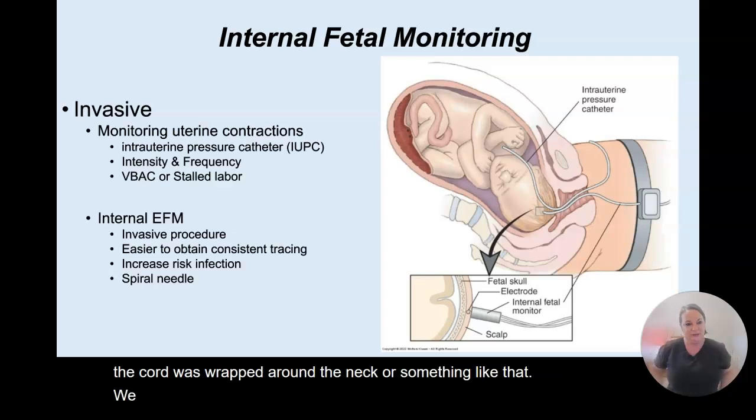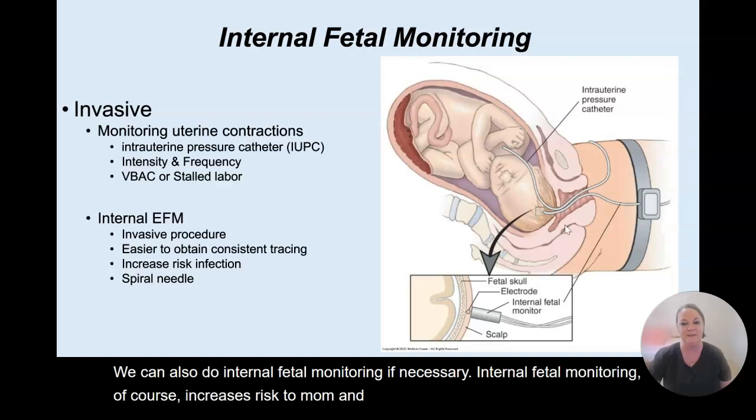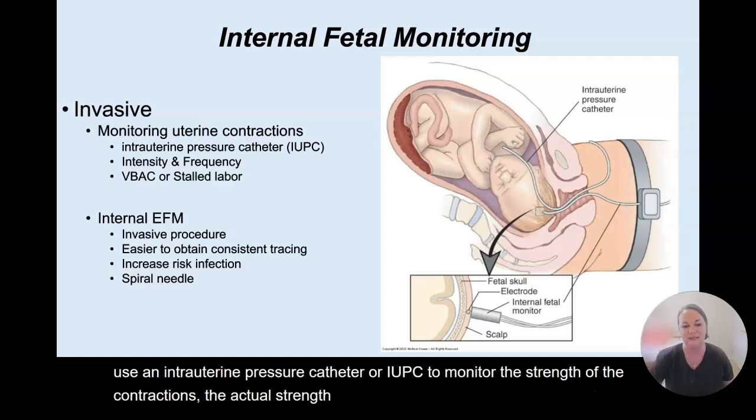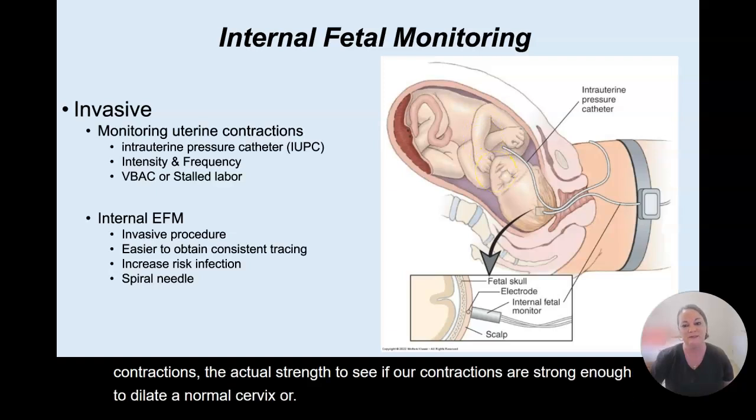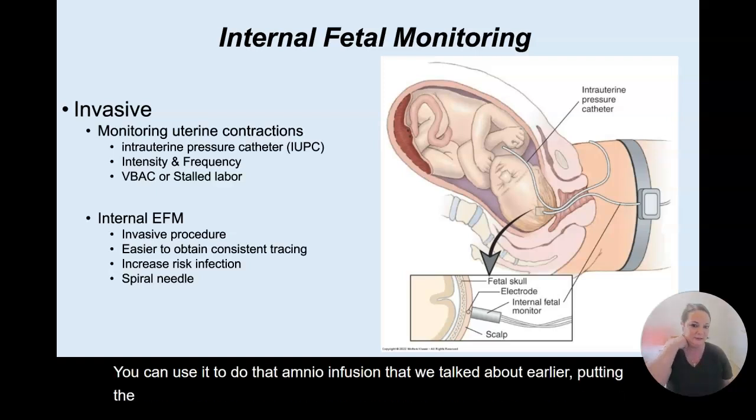We can also do internal fetal monitoring if necessary. Internal fetal monitoring, of course, increases risks to mom and baby and risk of infection. We can use an intrauterine pressure catheter, or IUPC, to monitor the actual strength of the contractions, to see if our contractions are strong enough to dilate a normal cervix. Or we can use it to do that amnioinfusion that we talked about earlier, putting the saline back into the uterus to cushion the cord.